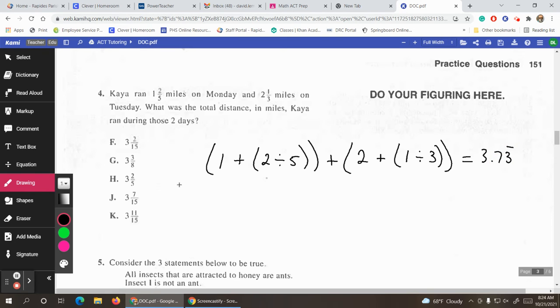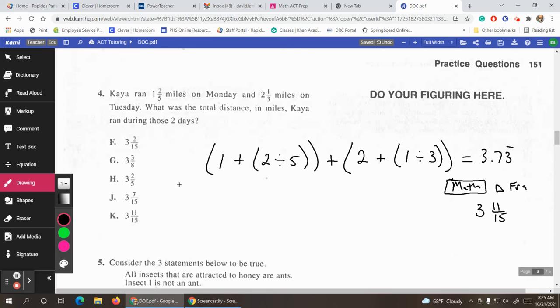You would get an answer of 3.73 repeating. You hit the math button on your calculator, go to the fraction to decimal, go to the fraction button, right? It's going to have the little symbol, say fraction. It'll turn into a fraction, and so it should say that this is 11 over 15. Sorry, my calculator walked off.